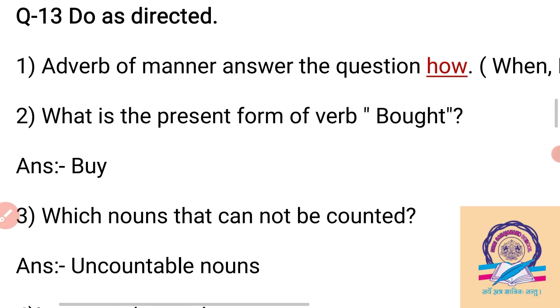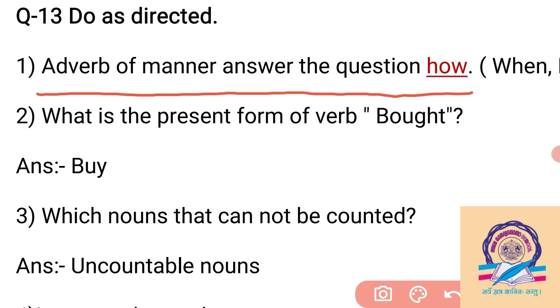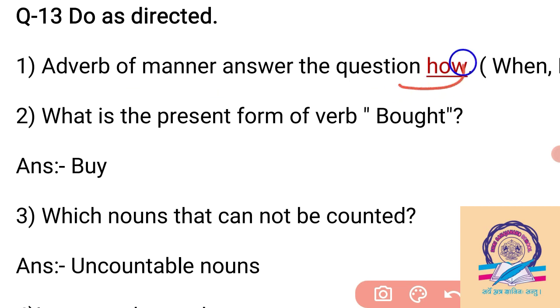Then our 13th question is given, do as directed. The first question is: an adverb of manner answers the question how. Our answer is how, because for an adverb of manner the question is with how. And if we want to ask a question of time, our answer is when. And if we want to show place, we have to ask the question where.